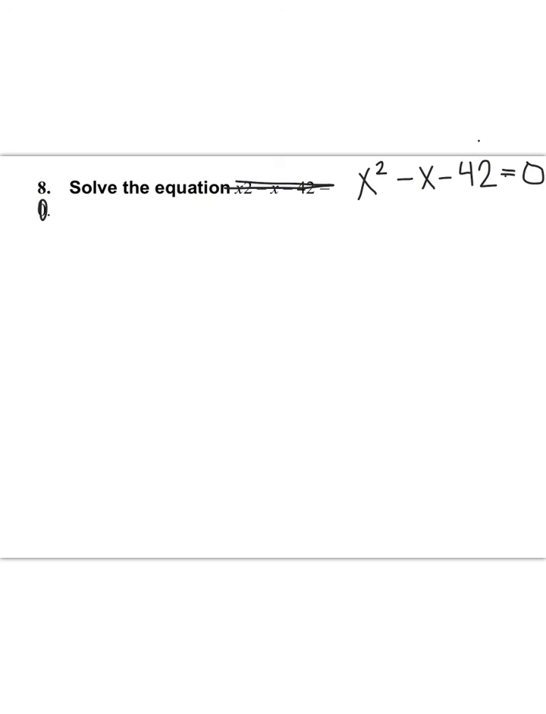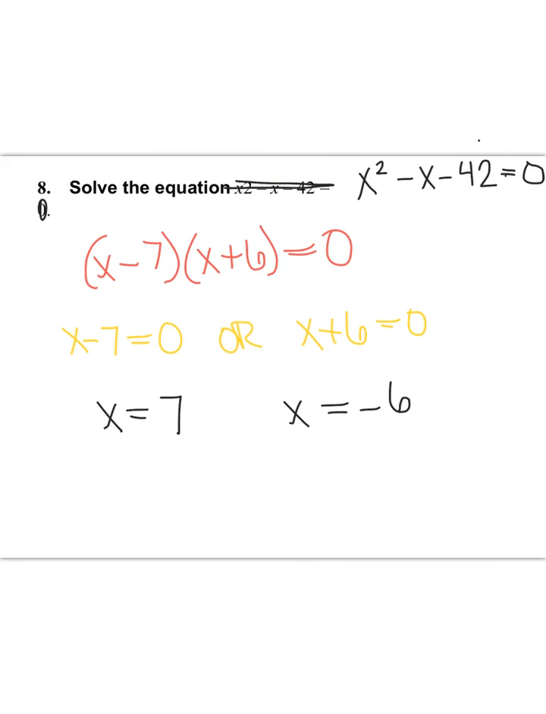Okay, I want you to try this example on your own. The directions say solve the equation. And remember that when we solve, that's going to give us the solution, and the solution is our roots. So basically this is asking you to find the roots of the equation. So pause the video and good luck. Hopefully you found the roots to be 7 and negative 6.